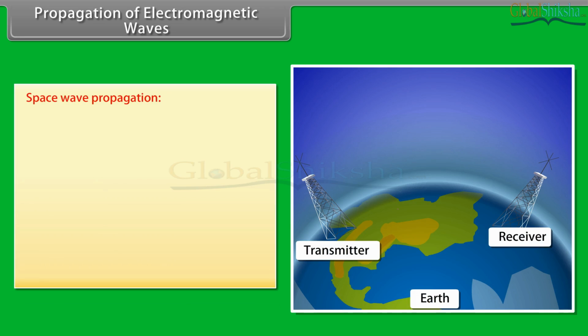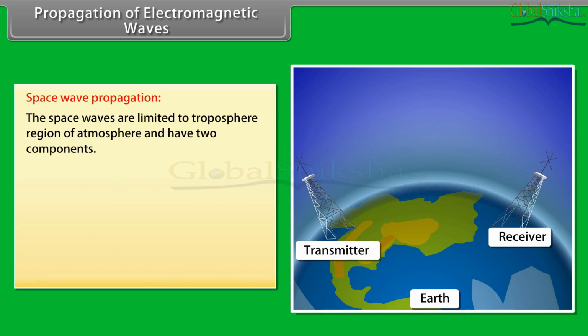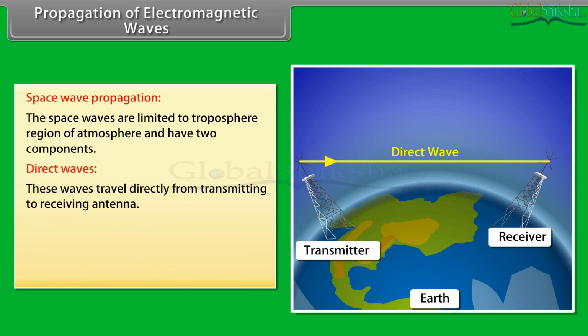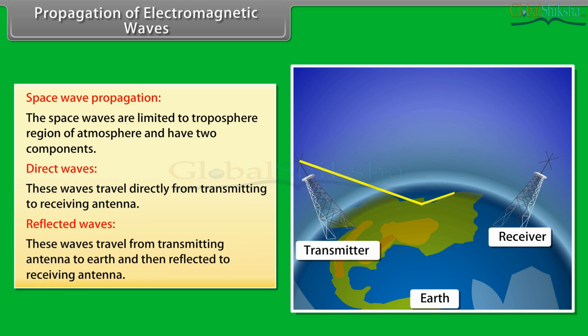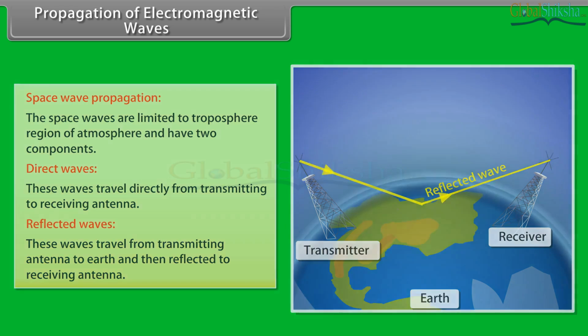Space wave propagation. The space waves are limited to the troposphere region of the atmosphere and have two components. Direct waves. These waves travel directly from the transmitting to the receiving antenna. Reflected waves. These waves travel from the transmitting antenna to Earth and are then reflected to the receiving antenna.